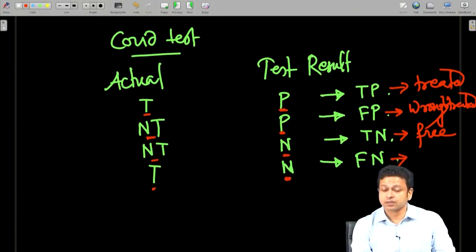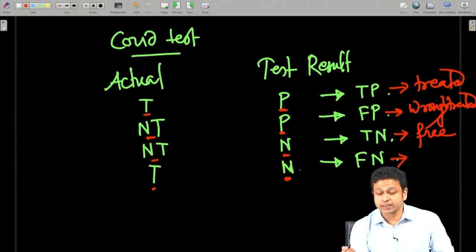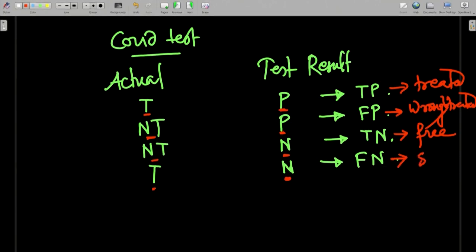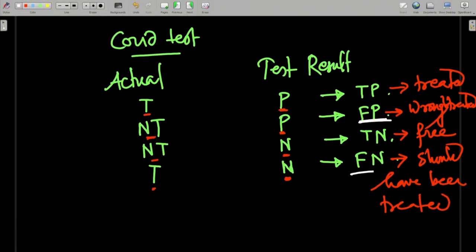So, I am actually not treated, but I should have been treated. So, you see the thing here is that this one, the false positive and false negative, either wrongly treated or should have been treated. So, both are dangerous, right? In both the cases, the person could have some repercussion, right?